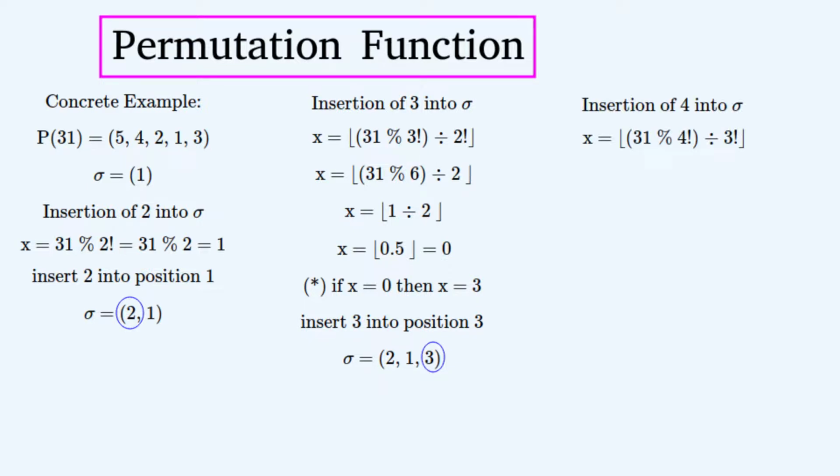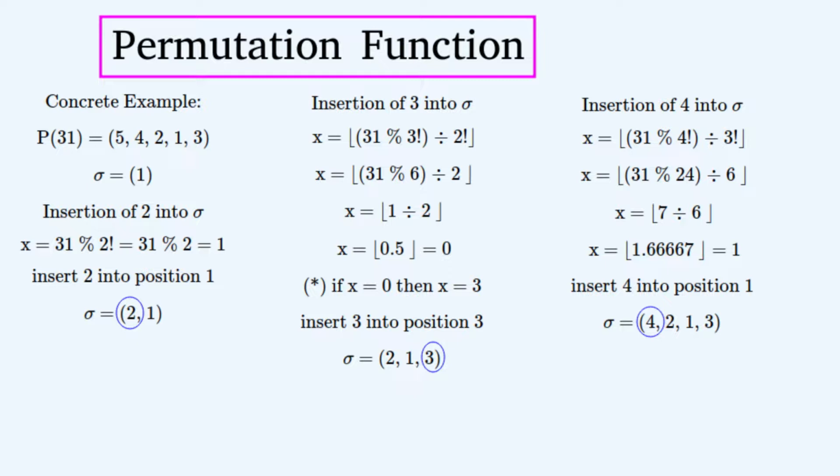Now to insert 4 into the list. This is the formula to calculate its position, which we'll store in the variable x. And x will be calculated to be 1. And so we'll insert 4 into the first position.